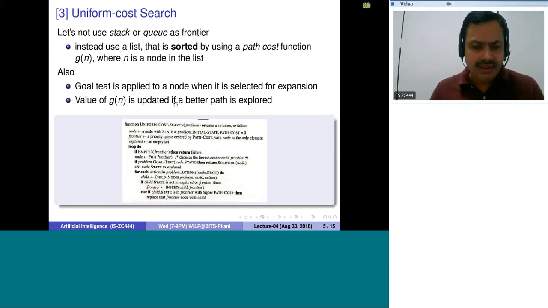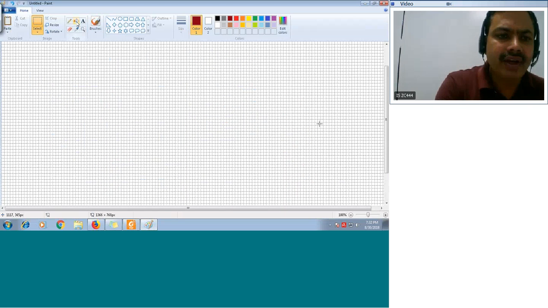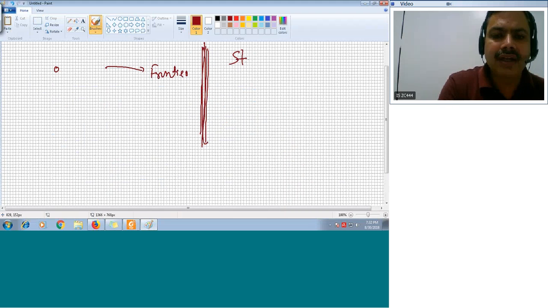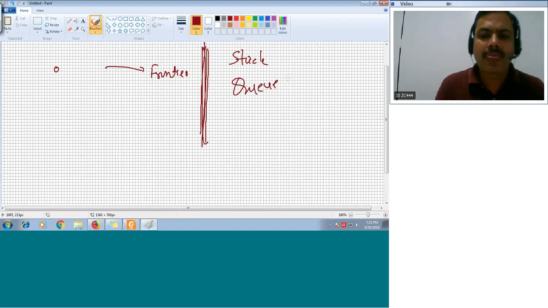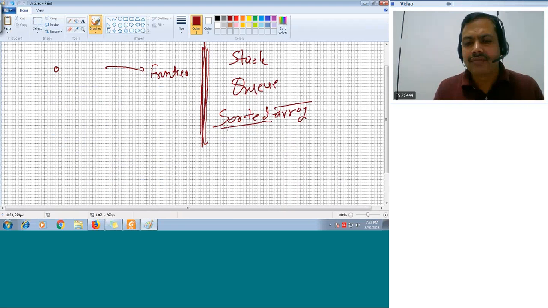What do I mean? Earlier, whenever a new item came, I sent it to the frontier, and behind the curtains there was either a stack or a queue. But this time you use a sorted array, sorted based on the path that I have traveled till now.